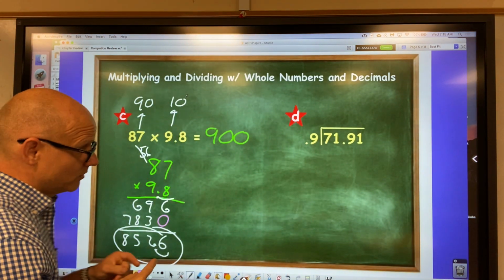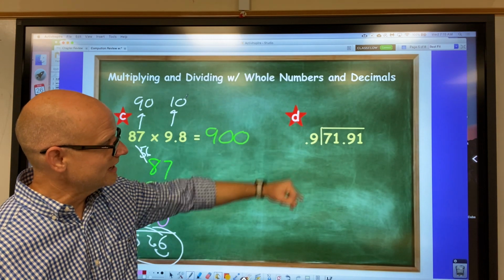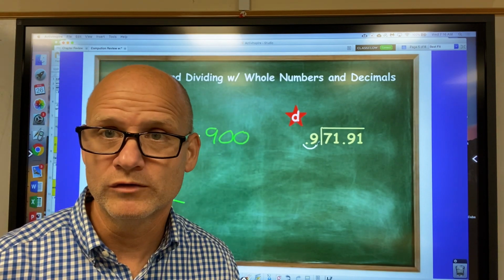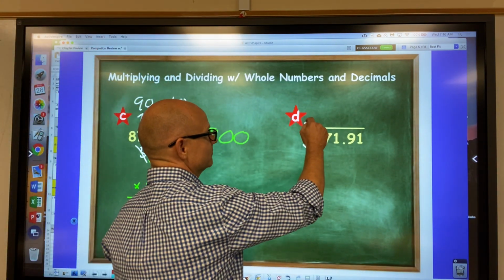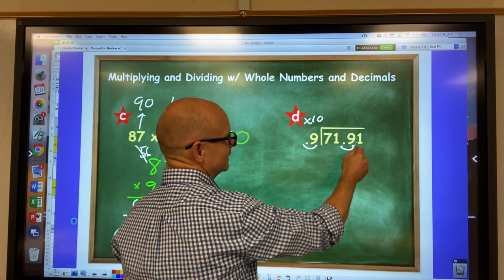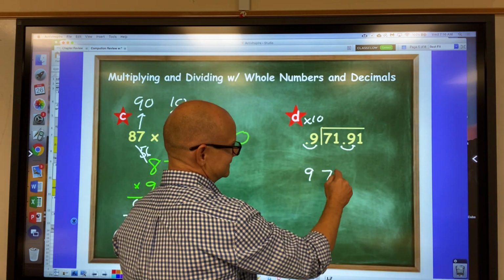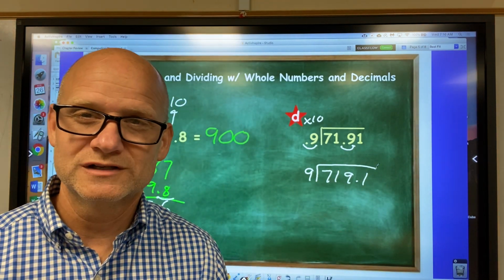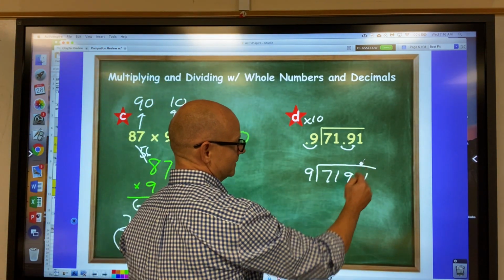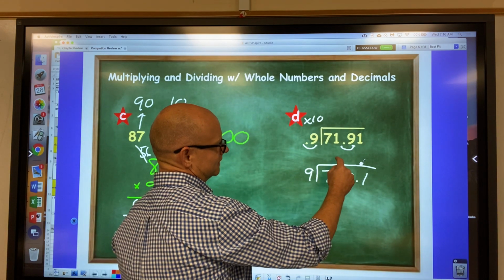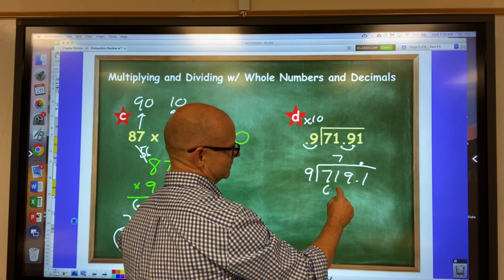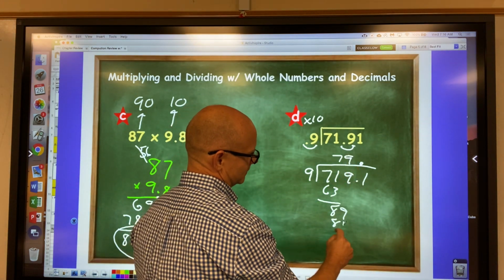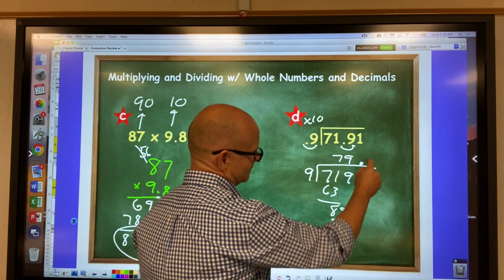The last problem, whenever there's a decimal in your divisor, you move the decimal over as many places as needed until it's a whole number, which just means technically we multiplied by 10. So we're gonna move it over one place here. And so we can rewrite the problem as this now. And then when there's just a decimal showing in the dividend, just bring the decimal straight up. And now we're just gonna work out, this would be 7 times 63, my remainder is 8, bring down the 9. You would say 9 times 81, my remainder is 8, and then 9.